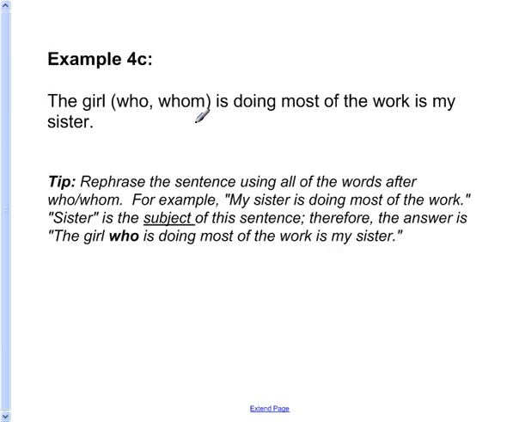The girl who or the girl whom is doing most of the work is my sister. Rephrase the sentence using all of the words after who or whom. For example, my sister is doing most of the work. So instead of the girl who or the girl whom is doing most of the work is my sister, rephrase it, my sister is doing most of the work. We see that sister is the subject of the sentence, and who or whom is referring to the subject, therefore we use who. The girl who is doing most of the work is my sister. Sister is the subject of this sentence when we rephrase it.